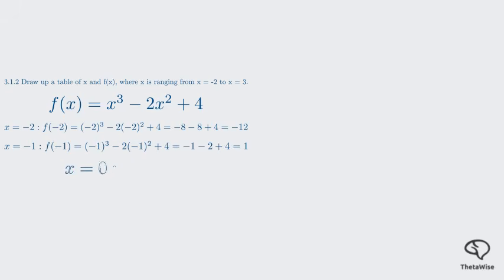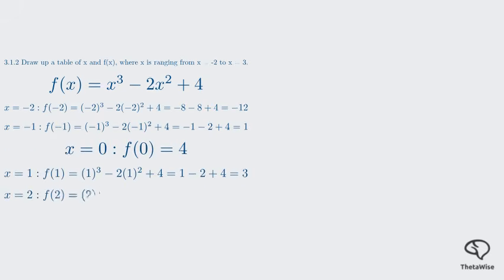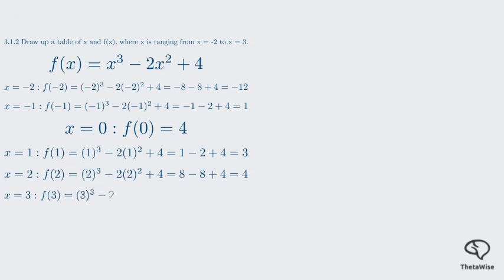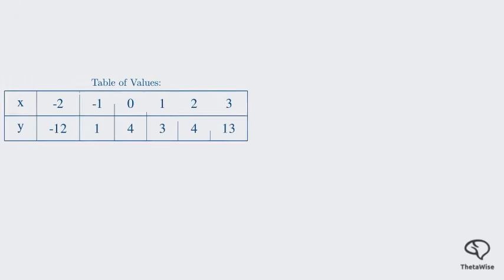We've already calculated f of 0 to be 4 as it's a turning point. For x equals 1, we get 1 minus 2 plus 4, which is 3. For x equals 2, we get 8 minus 8 plus 4, which is 4. For x equals 3, we get 27 minus 18 plus 4, which is 13. Here is our complete table of values. This will give us a good set of points to plot the graph.